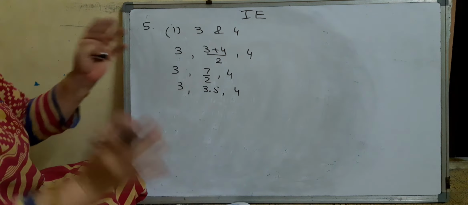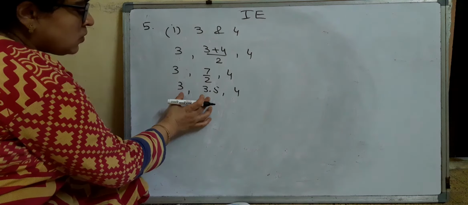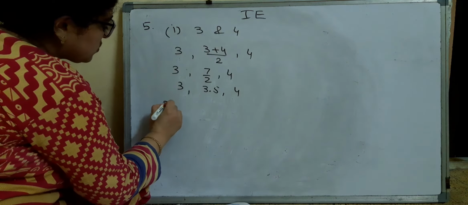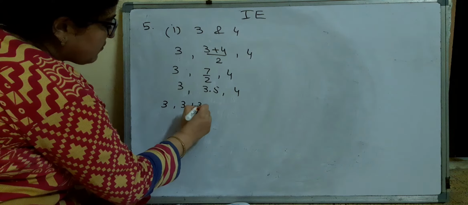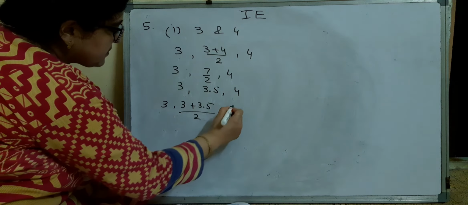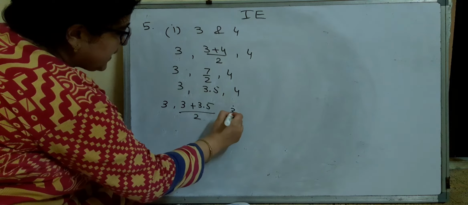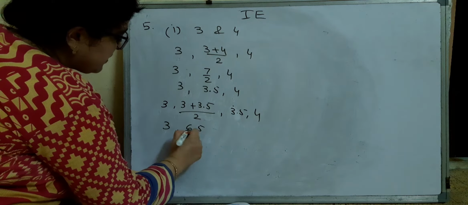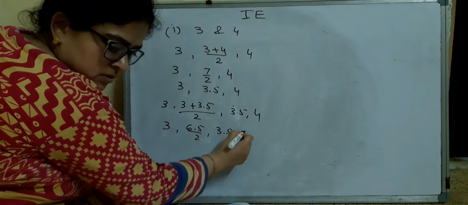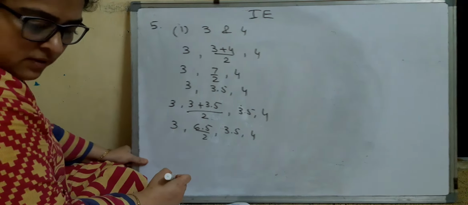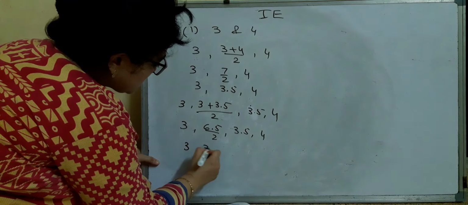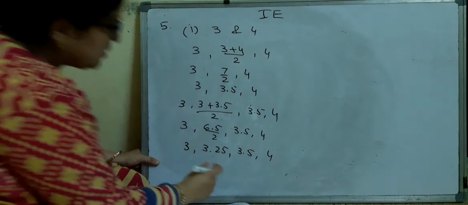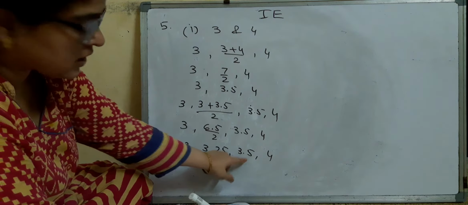Now what do you have to do for the second and third? You have to add these two and then add the other two, and divide by 2. So 3 plus 3.5 upon 2. So you will get 6.5 upon 2, right? So the first is 3.5. Now the two rational numbers you got are 3.25 and 3.5.